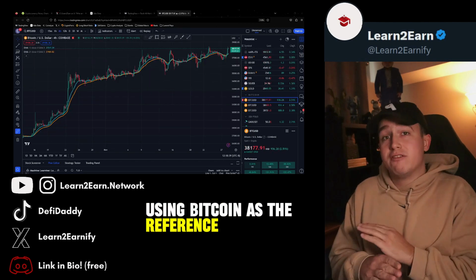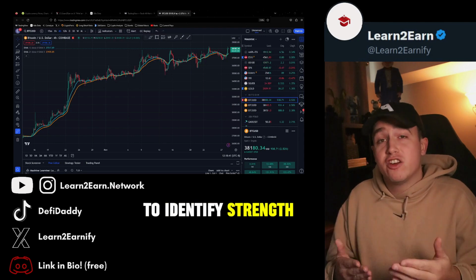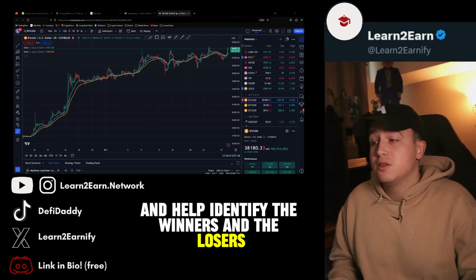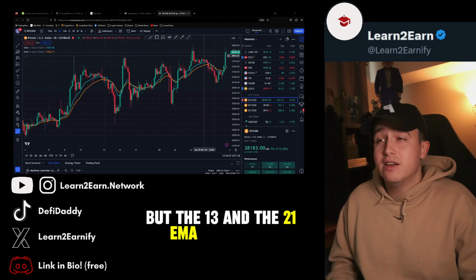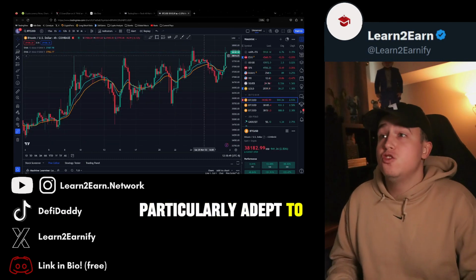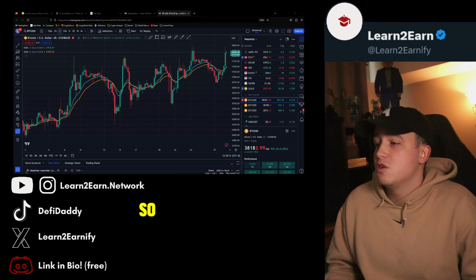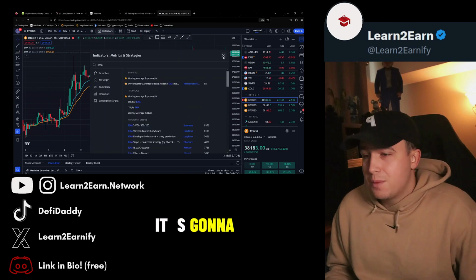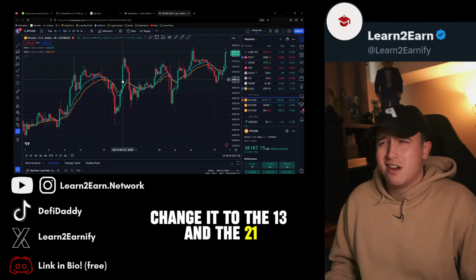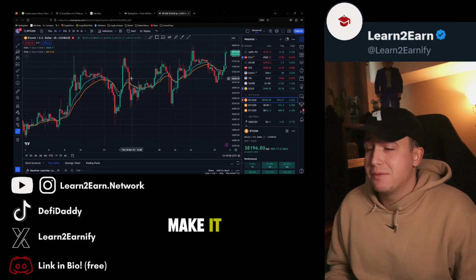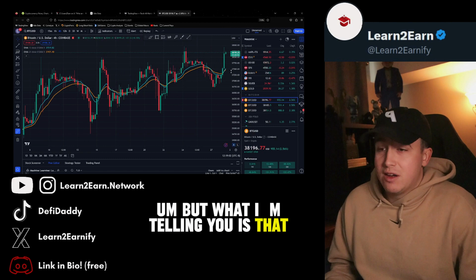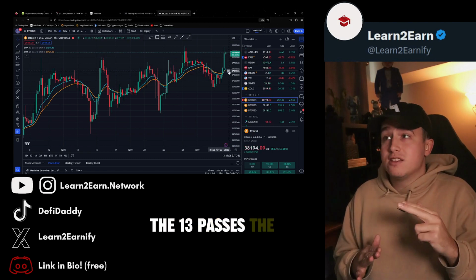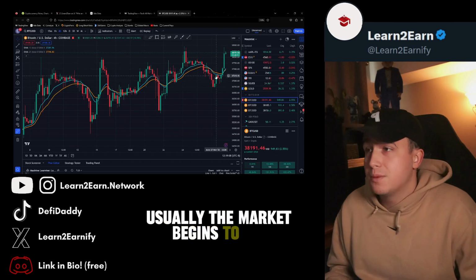Using Bitcoin as the reference asset is a great tool to identify strength on a longer time frame horizon and help identify the winners and the losers, but the 13 and the 21 EMA have been particularly adept to these market conditions. So what you want to do is you hit the indicator button, you type in EMA, it's going to pop up, change it to the 13 and the 21, add whatever colors you like, make it pretty. But what I'm telling you is that when these EMAs contract in the short term, the 13 passes the 21, usually the market begins to pop.